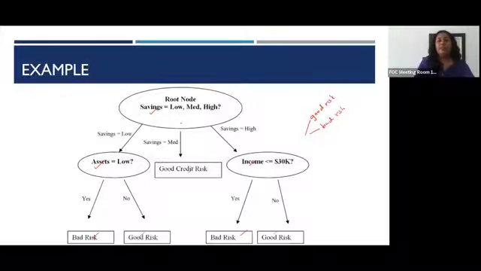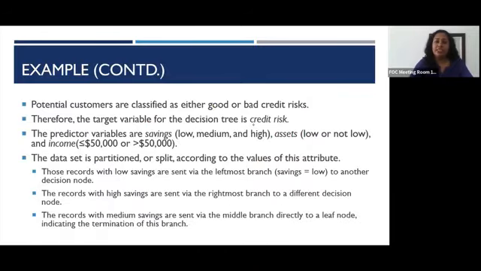So now you can see each attribute has different values. For example, for savings, the possible values are low, medium, high. If it is low, you go in this branch. If it is medium, you go in this branch. If it is high, you go in this branch, right? In the next two slides, these are explained. I'm not going to go through all of these because I'm sure you understand.